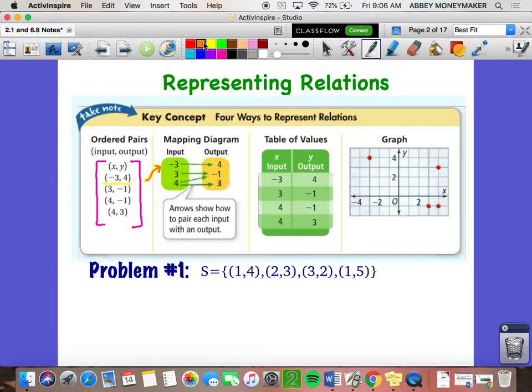Now with 4, you have 2 different y values. However, you only list the 4 one time. But you notice it has 2 arrows coming from that 4. So that's 2 separate points. You have the point 4, -1, and then you also have the point 4, 3. The big thing with mapping is you do not repeat values.